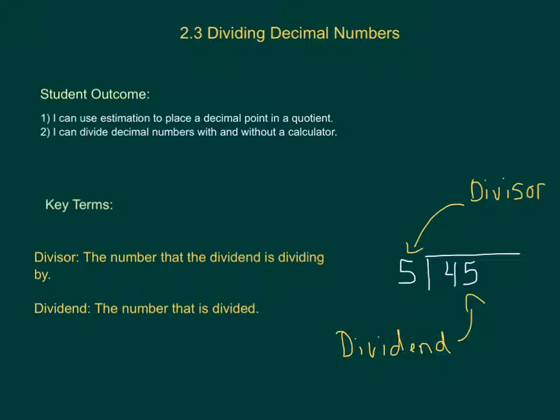We have a couple key terms today to look at before we get started, and that's divisor, which is the number that the dividend is dividing by. So right here you can see this is our divisor because it's being divided by this, and dividend is the number that's being divided itself. So we're dividing 45 by 5. When we look at our equation here, we have to remember the divisor is here and our dividend is here. But again, this is a review from last year, so we're just going to move on to the next little bit of review.